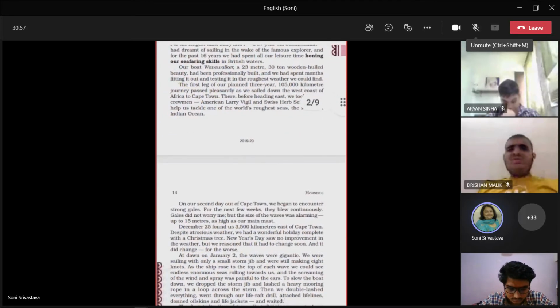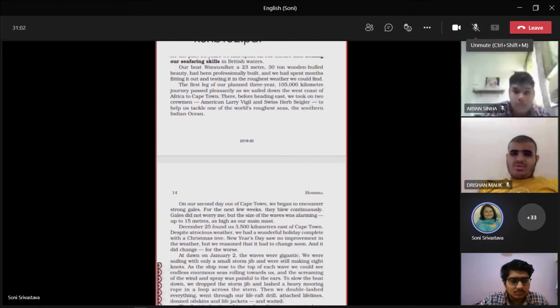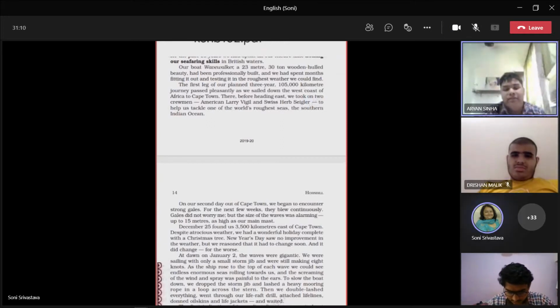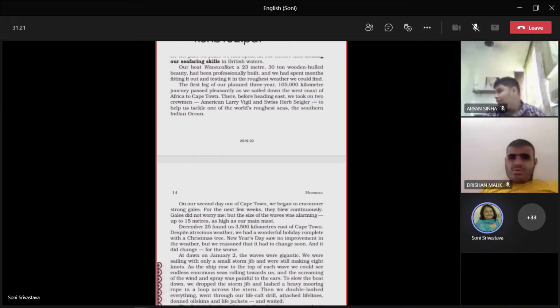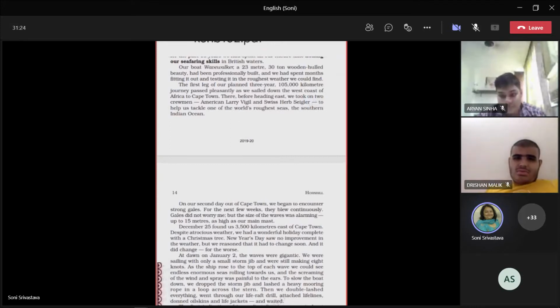Now, can anybody tell me why is it called the roughest sea, the Indian Ocean? Anyone? Ma'am, because sometimes gigantic waves are formed or occur. Okay. Anybody else? Somebody else was saying. I think Arav. Why is it called the roughest sea, Southern Indian Ocean? Because of the storms and all. Okay.